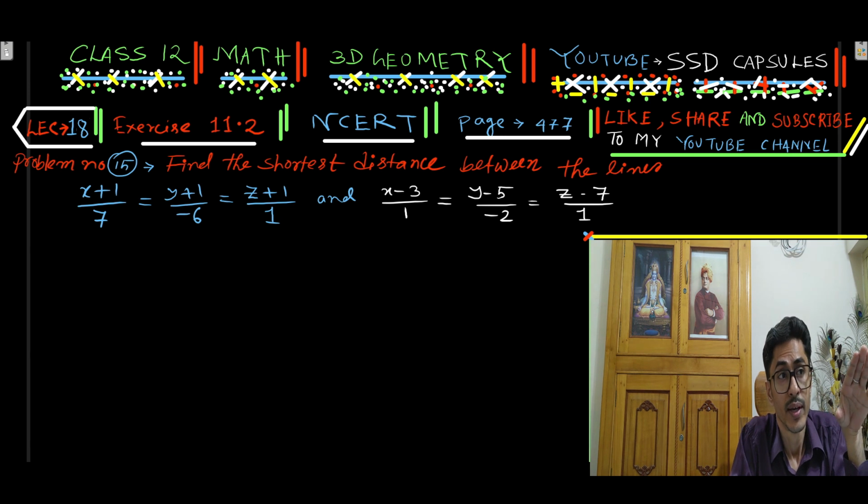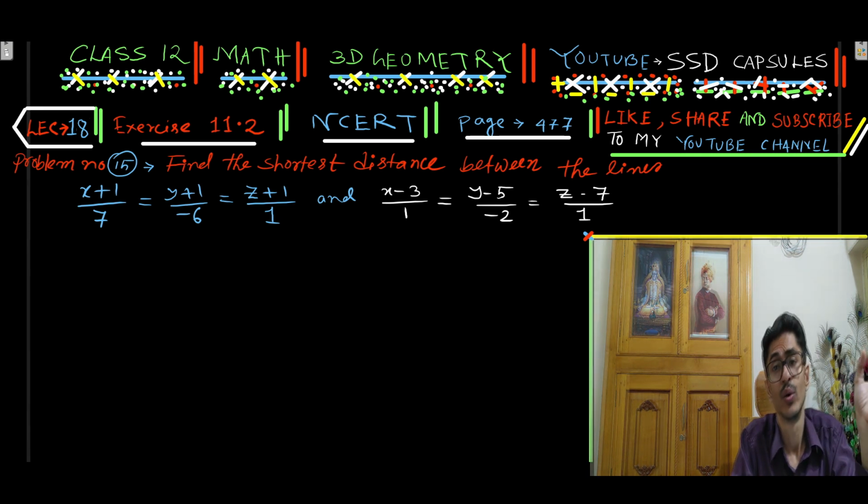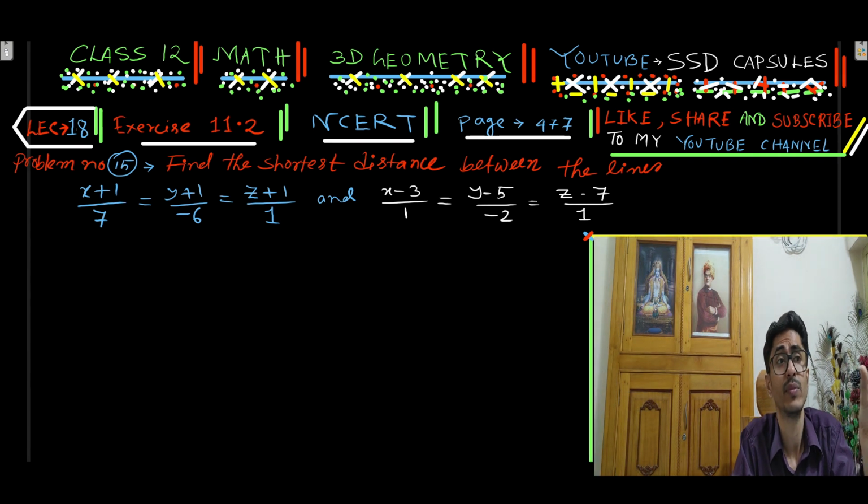First, observe that in the last lecture number 17, we solved a similar type of problem, that is, find the shortest distance between two lines. But in that lecture number 17, problem number 14, the equations of lines were given in vector form. But here the equations of lines are given in which form? Cartesian form.